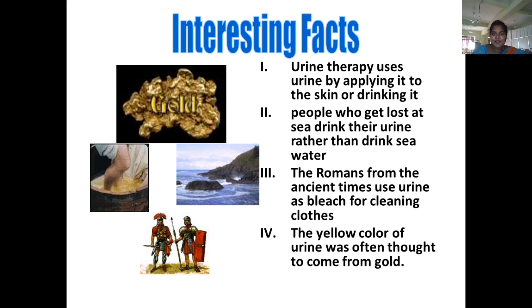So these are some interesting facts. Urine therapy uses urine by applying it to the skin or drinking it. People who get lost at sea drink their urine rather than sea water. Romans in ancient times used urine as a bleach for cleaning clothes. The yellow color of the urine was often thought to come from gold. So these were previous thoughts.